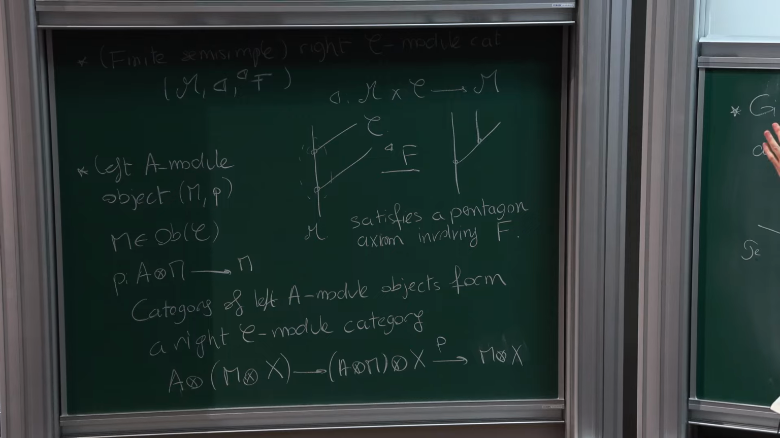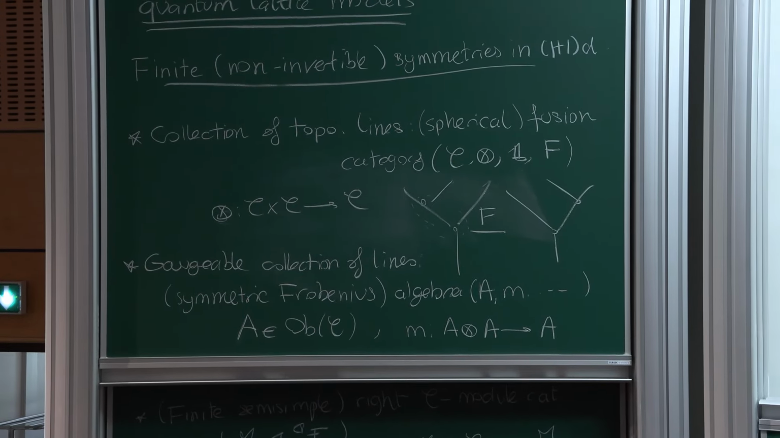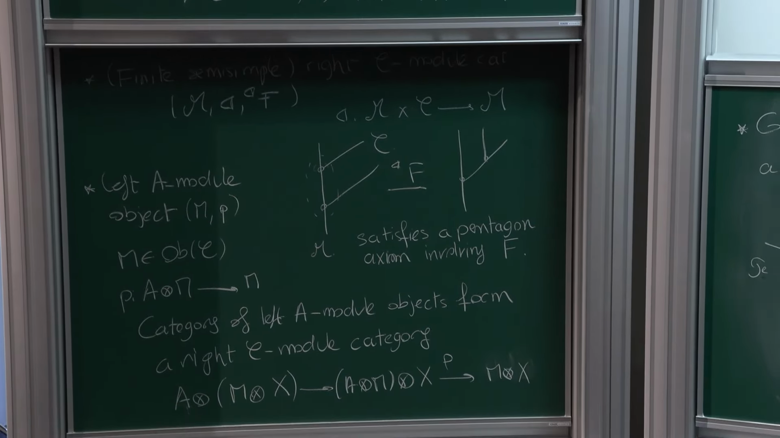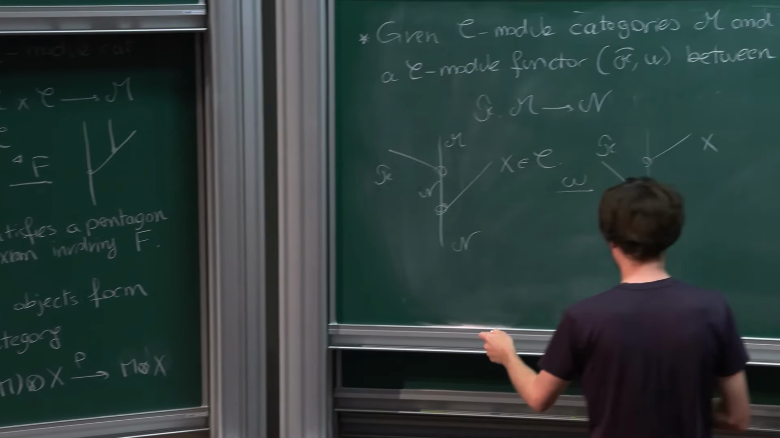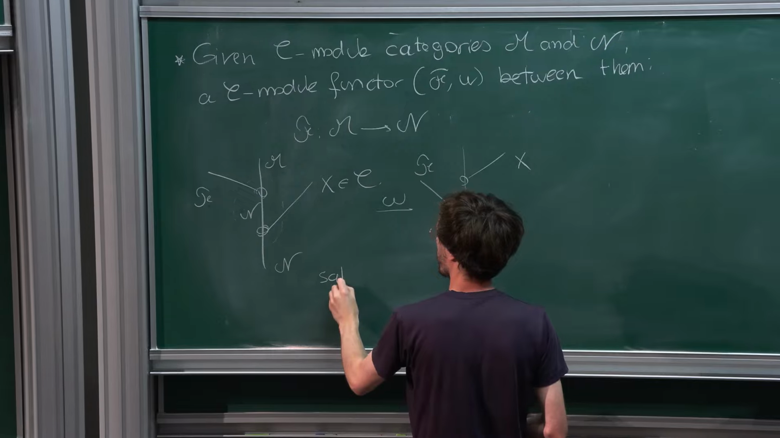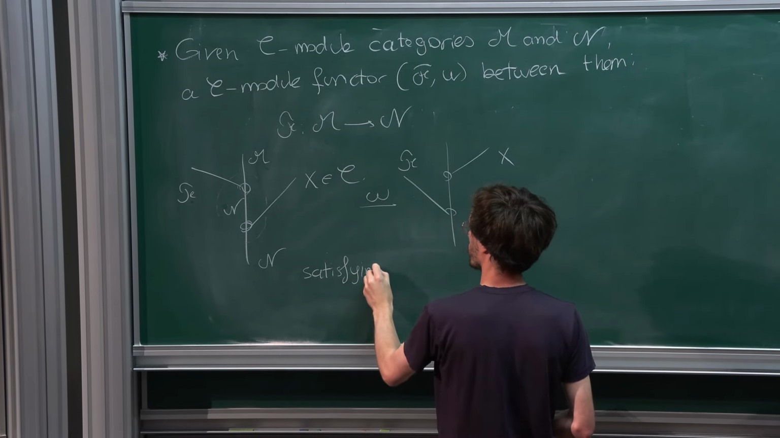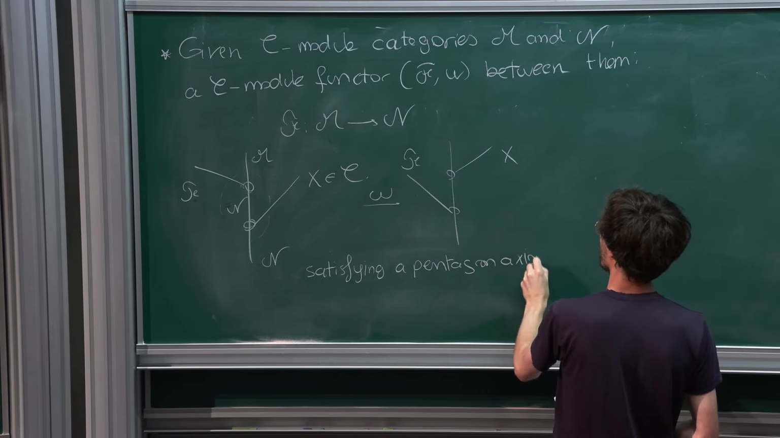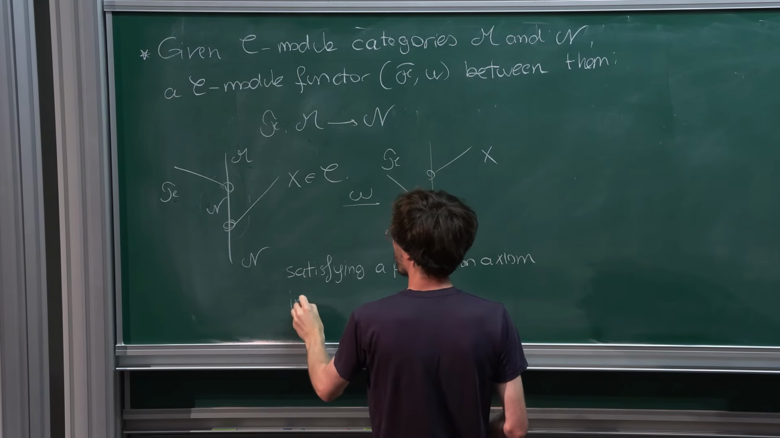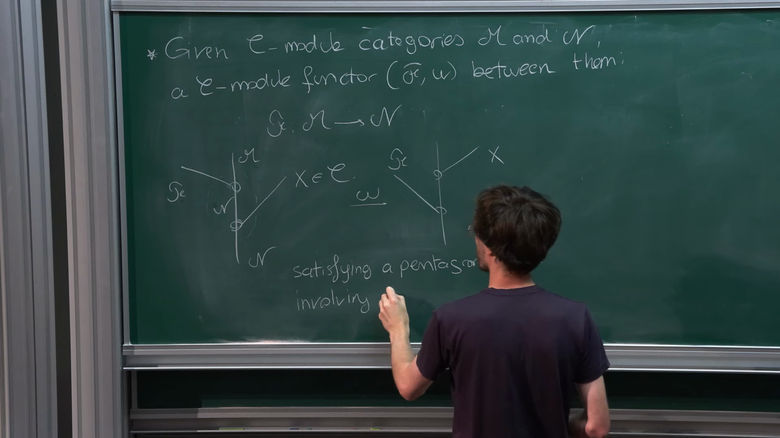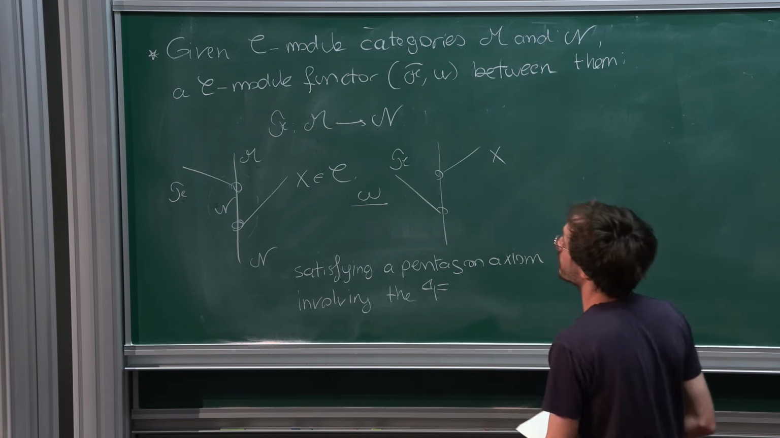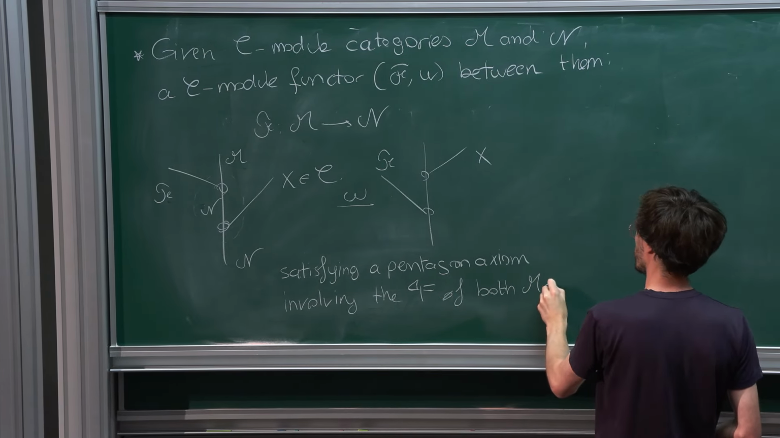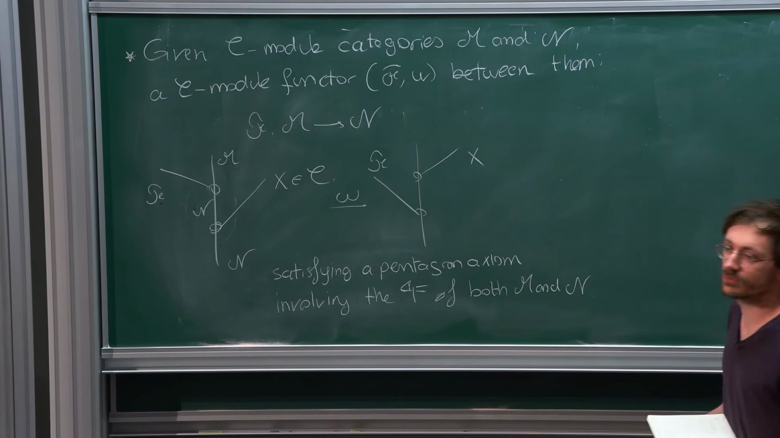And if you remember the logic that led you to the pentagon axiom in the case of a fusion category, you can apply the same logic there and recover very easily this pentagon axiom. This one will also satisfy a pentagon axiom, which I won't write down explicitly. Again, applying the same logic. And this one will involve the symbols, the module associator of both M and N. It's a compatibility condition involving a little bit everything.